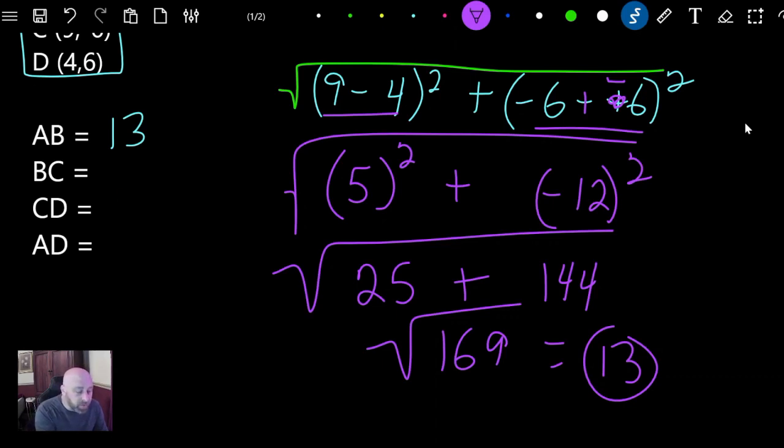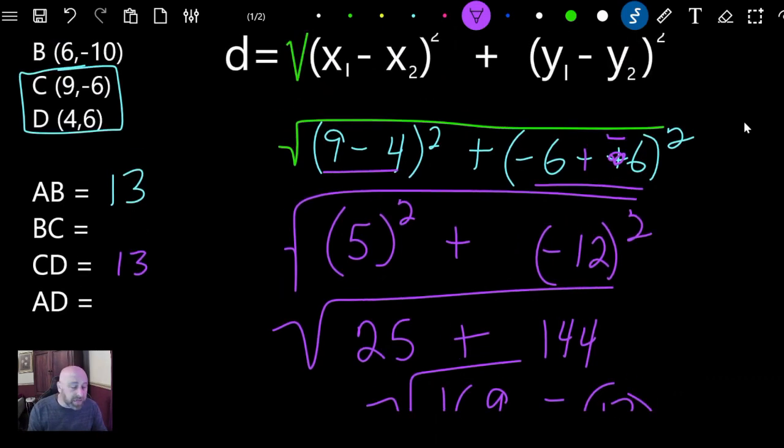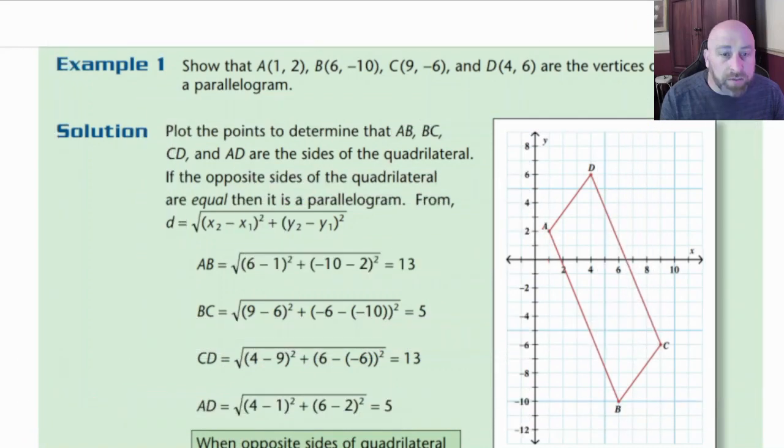So you come back over here and CD is also 13. So when we get this AB equals CD, we're done. We proved it, okay? Now, I'm not going to take the time and do BC and do AD, but we'll kind of jump back over here to the computer.